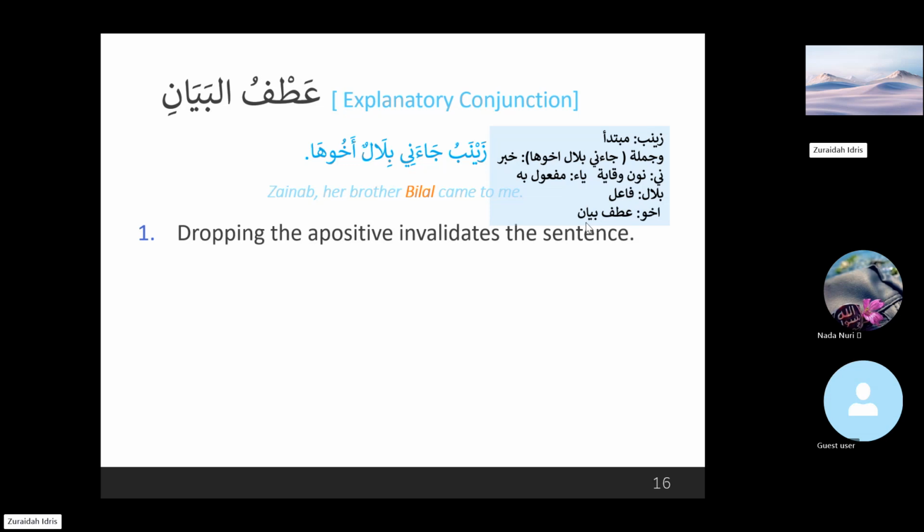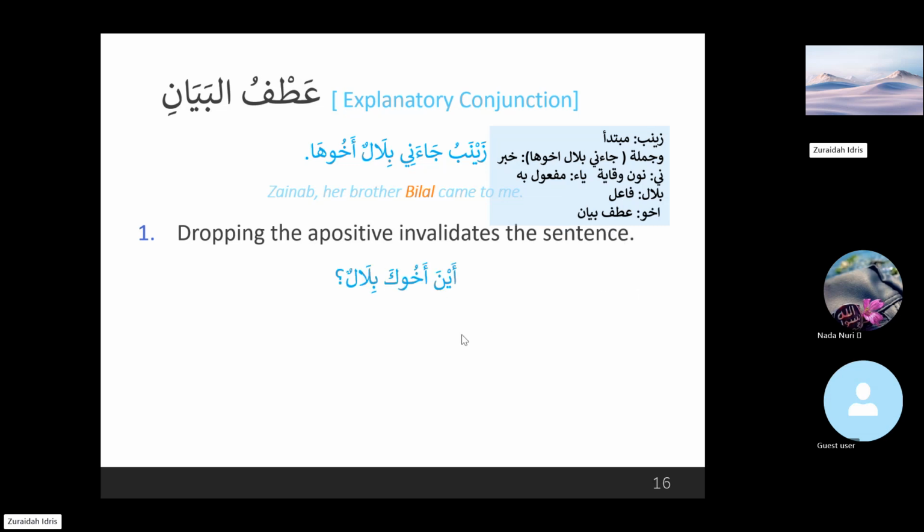And we say it is atfu bayan here, a clear case, because if I drop Bilal, I lose my fa'il. So there's disturbance in the jumlah fi'iliyah. There's no disturbance in the jumlah ismiyah, but there is disturbance in the jumlah fi'iliyah. It loses its fa'il. We can't have a fi'il without a fa'il. So in this case, it has to be atfu bayan. Akhu has to be atfu bayan.